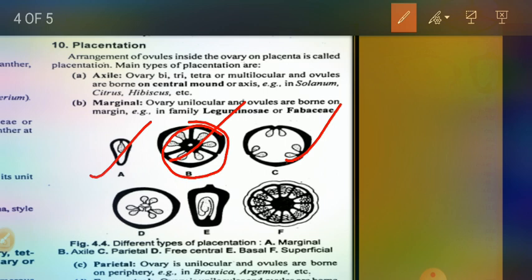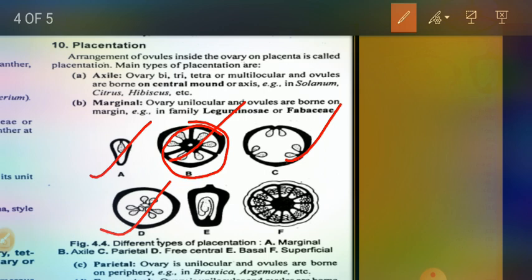Then comes the free central. Free central means it's the united form. In case of B it is axile. We have already seen the axile type, but in case of the free central you can see figure D. Here the ovary is unilocular and the ovules are borne on the central axis, that is, without septa.